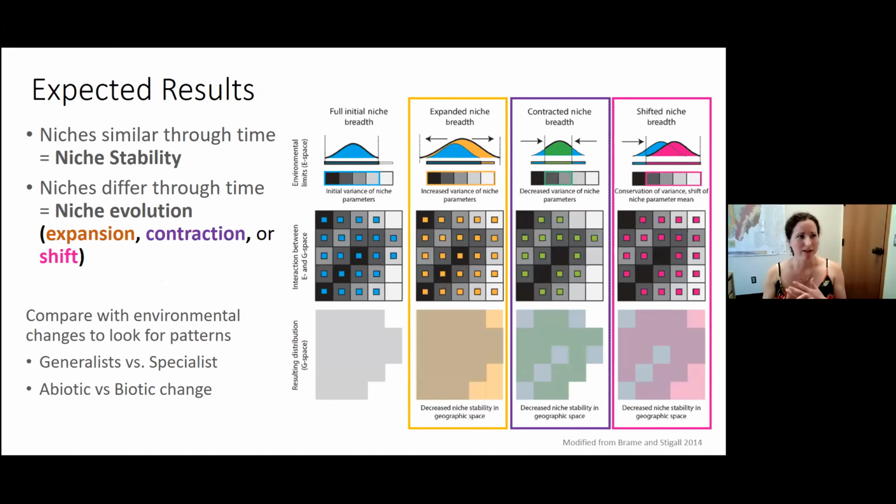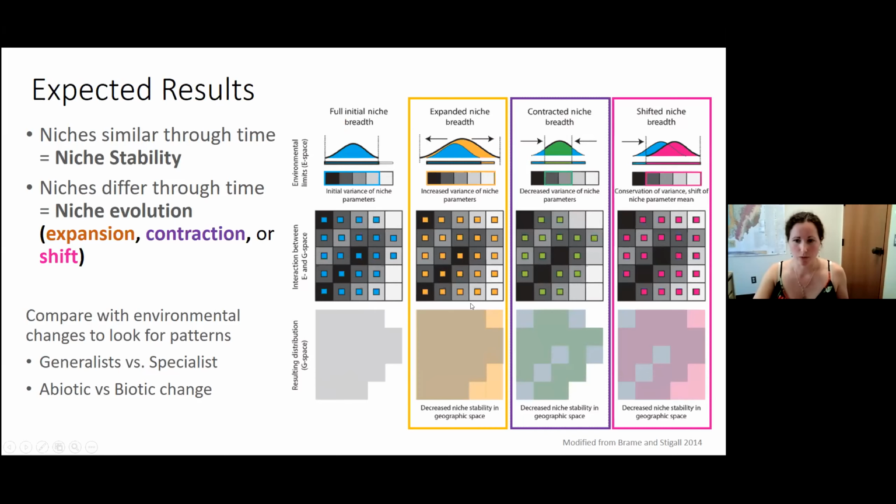So there are basically 2 end-member degrees of niche stability which I might see in my data. Either the niches will be identical through time, indicating total niche stability, which we can see an example of in this diagram here, or the niches are completely dissimilar, which would suggest niche evolution. Niche evolution can occur through different forms of species response.